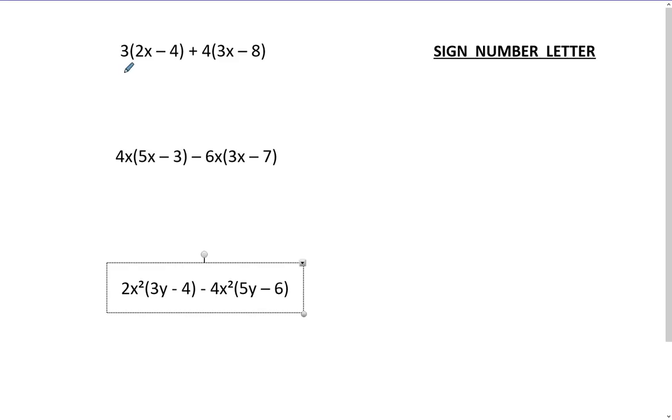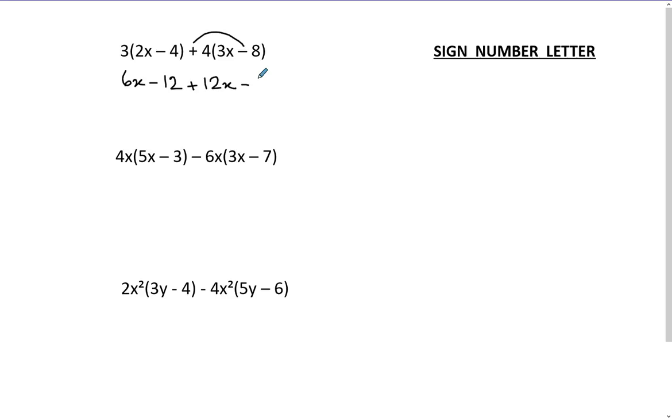So the sign is a positive, number is 3 times 2 is 6, letter x. Sign minus, number 3 times 4 is 12, no letter. Sign positive, number 4 times 3 is 12, letter x. Sign positive times negative is negative, and 4 times 8 is 32.